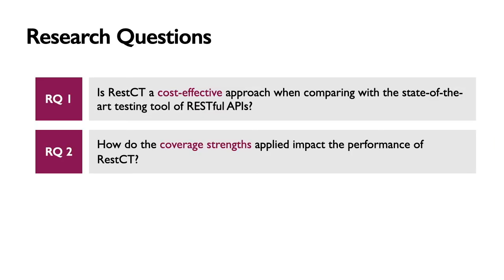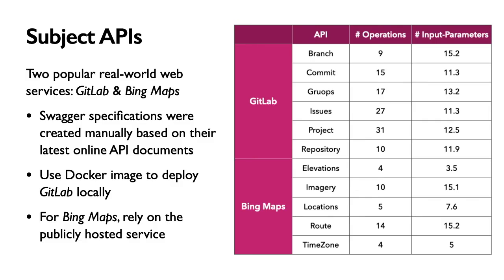To evaluate the performance of REST-AT, we set up 2 research questions. The first research question concerns the cost-effectiveness of REST-AT when compared with state-of-the-art approaches, and the second research question concerns the impact of coverage strengths applied in REST-AT. The subject APIs come from two real-world service systems, GitLab and Bing Maps.